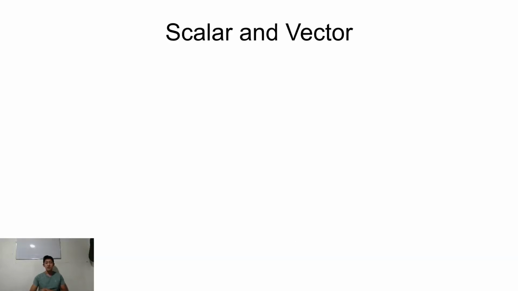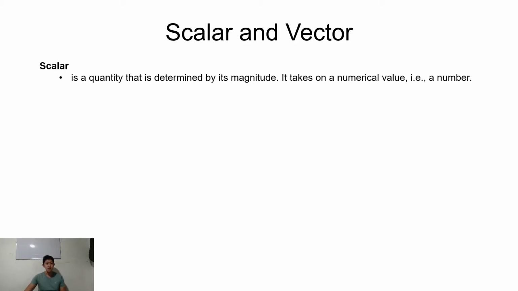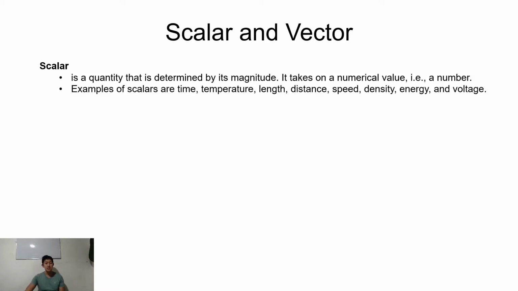Okay, so in mathematics, you often encounter two basic quantities: scalar and vector quantities. A scalar is a quantity that is determined only by its magnitude. Examples are time, temperature, length, distance, speed, density, energy. These quantities represent only magnitude, so they have no direction.